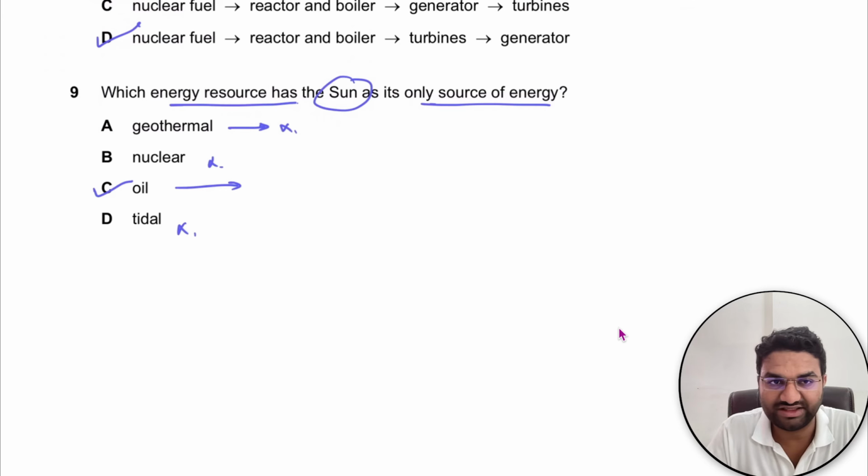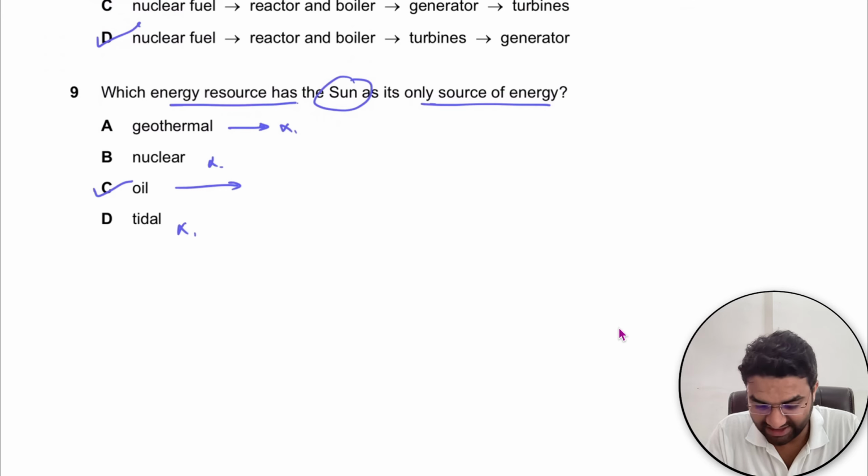Tidal, no, nothing to do with it. Tidal is a different form of energy. Fine. I hope you got this explanation.